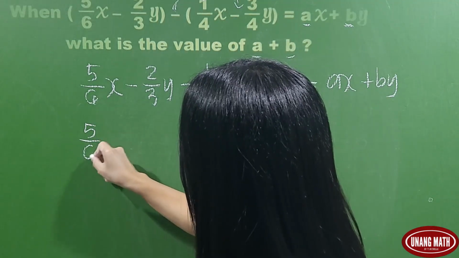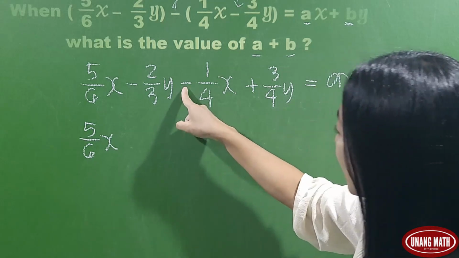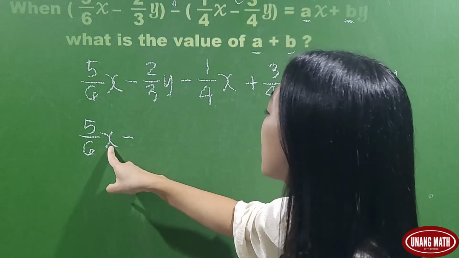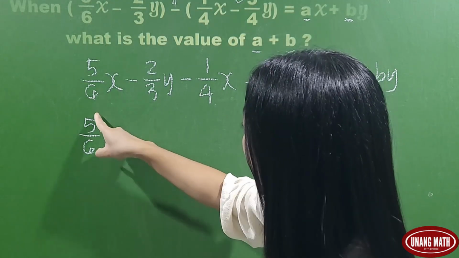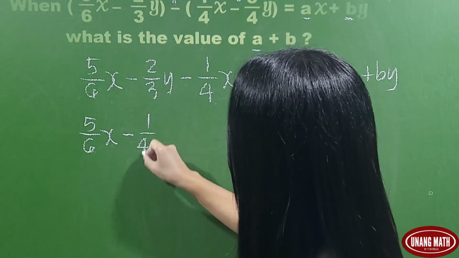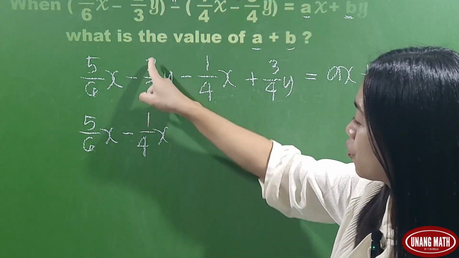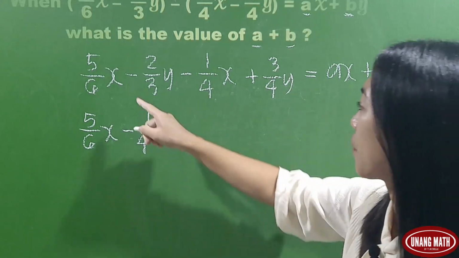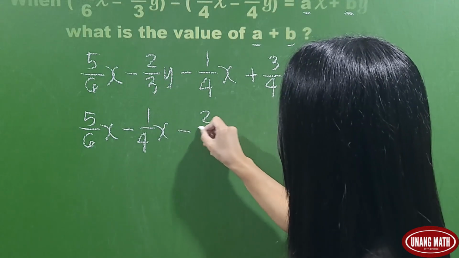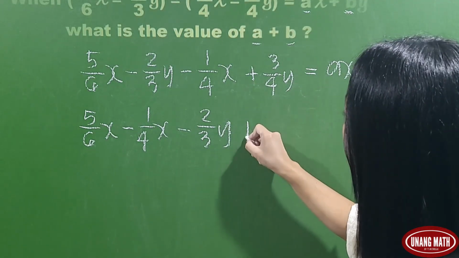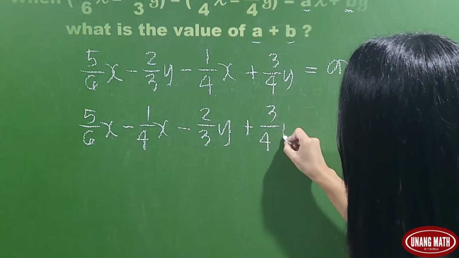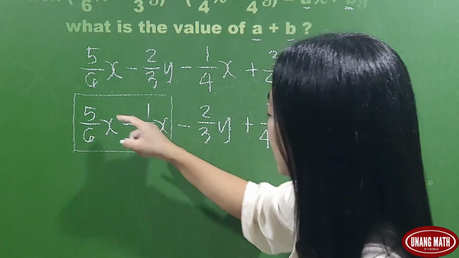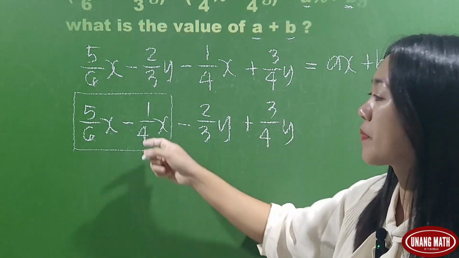Okay, let's simplify by combining like terms. 5 over 6x and negative 1 over 4x are like terms. So 5 over 6x minus 1 over 4x. Negative 2 over 3y and 3 over 4y are also like terms. So this is minus 2 over 3y, okay, plus 3 over 4y. Okay, simplify. 5 over 6x minus 1 over 4x.